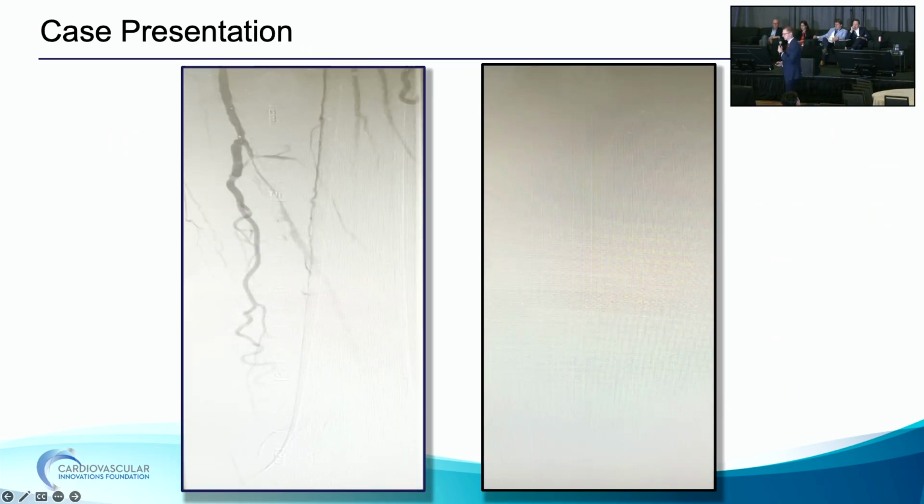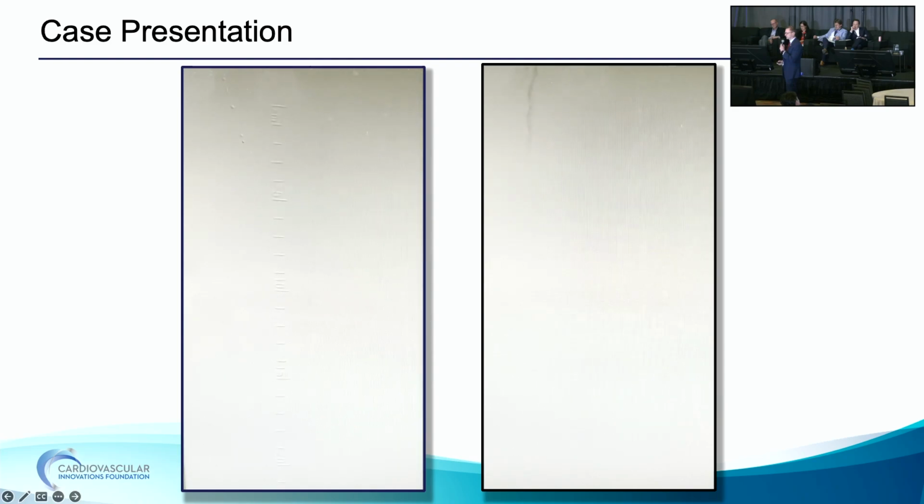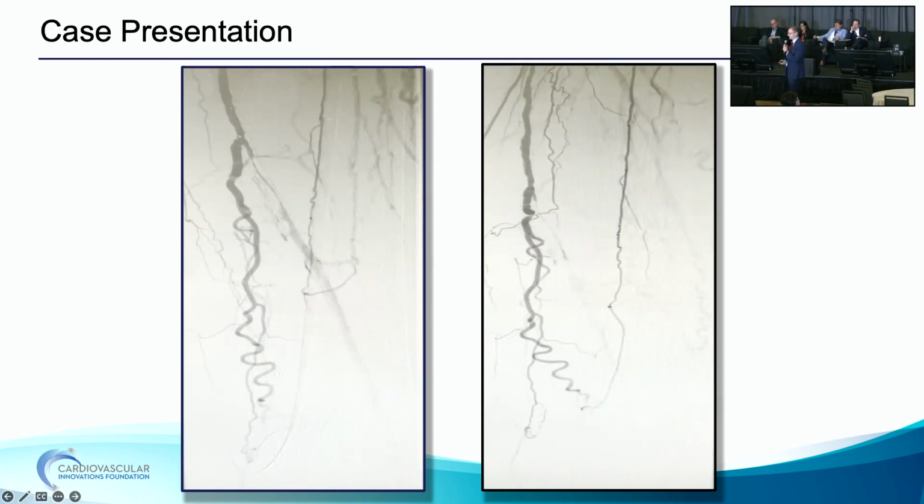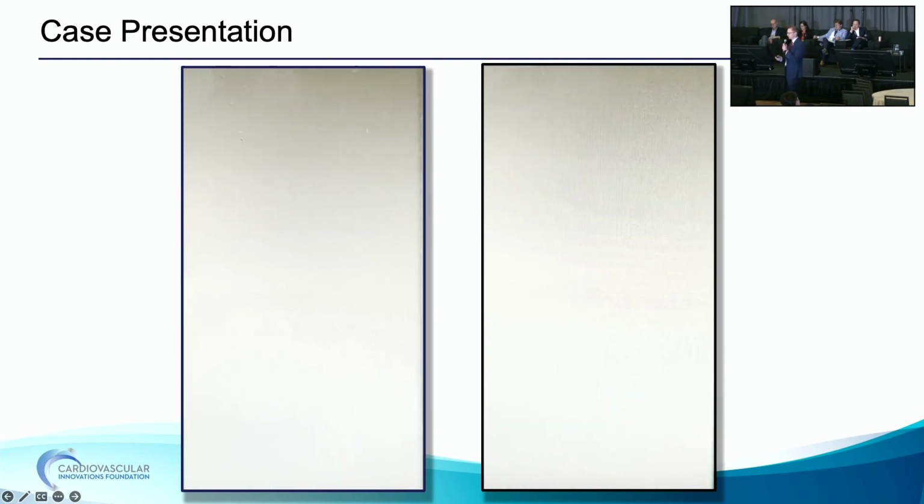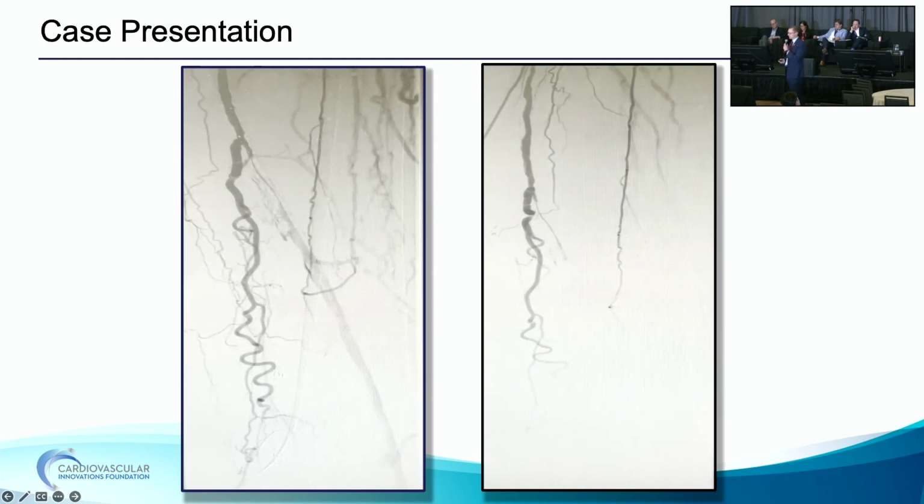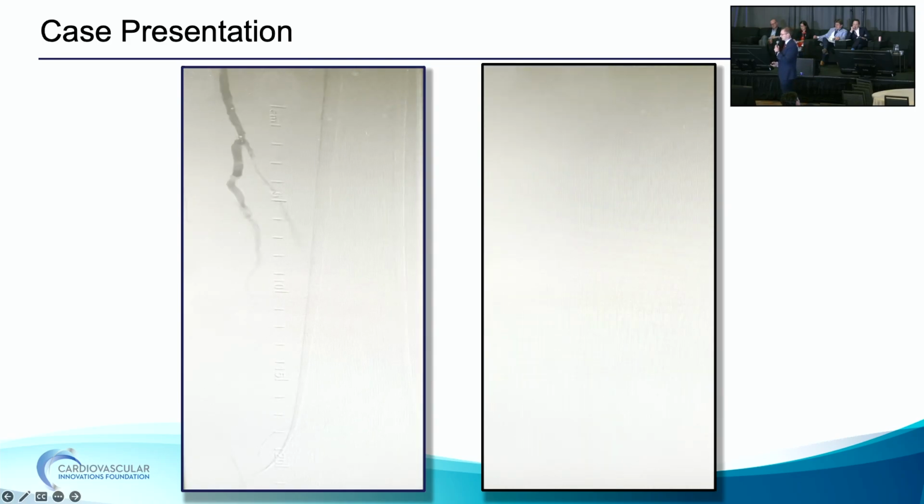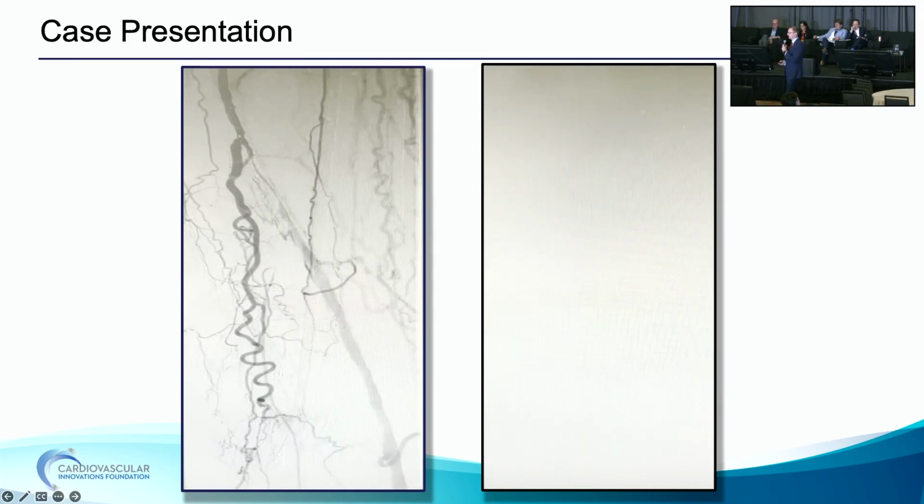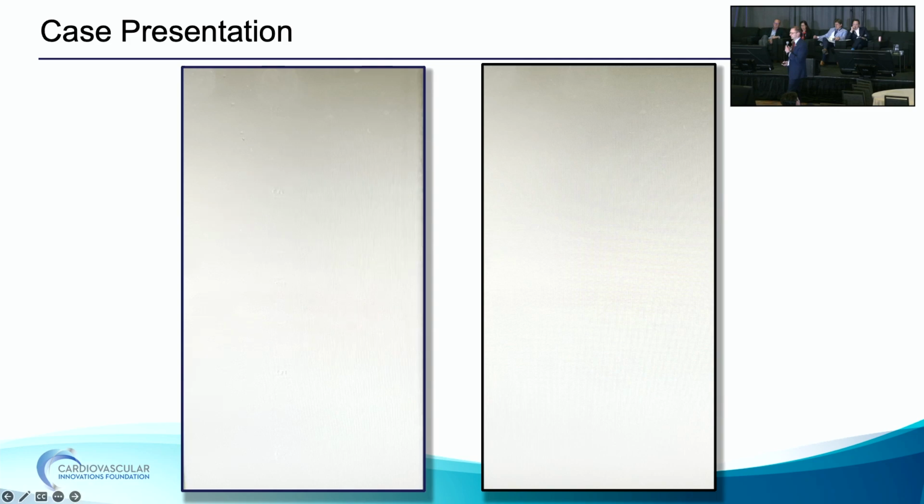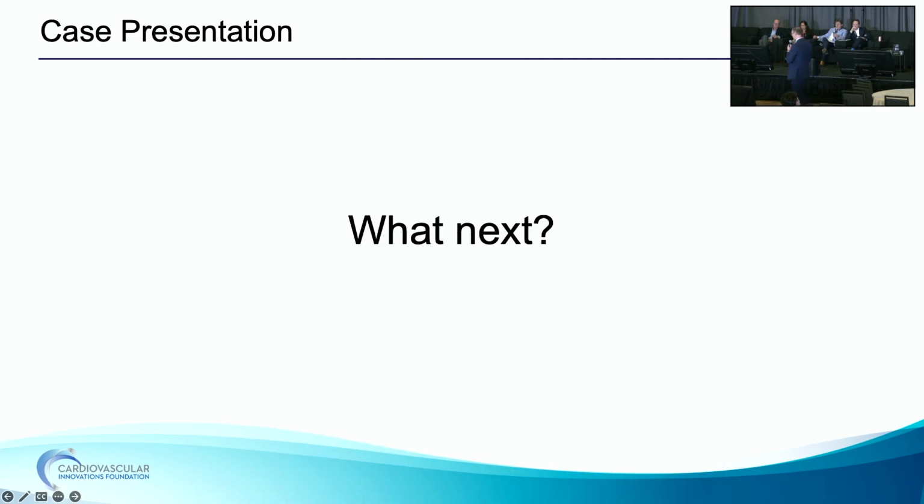So let's see, this is after trying to cross the lesion with multiple wires. And as you can see on the left, you kind of think there's maybe a channel and you can sneak a wire through, but despite multiple attempts, and the picture on the right is after a few more attempts, still was unable to cross. So what next? I'll go retro.